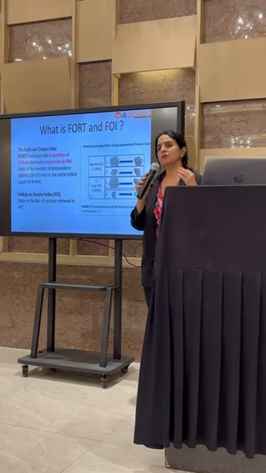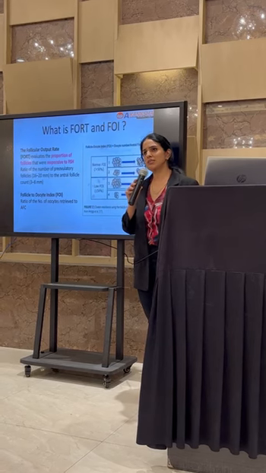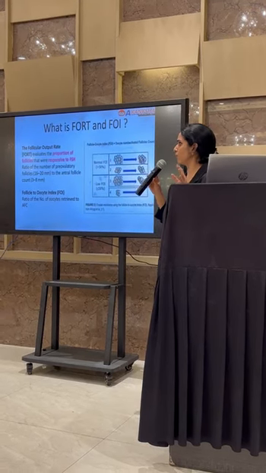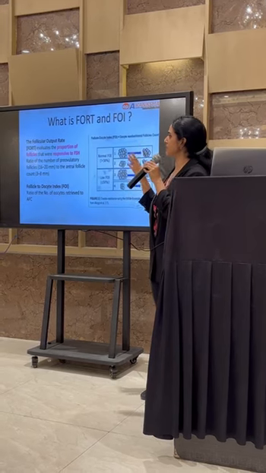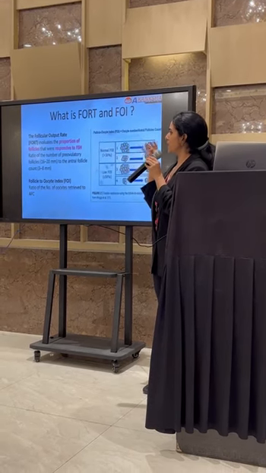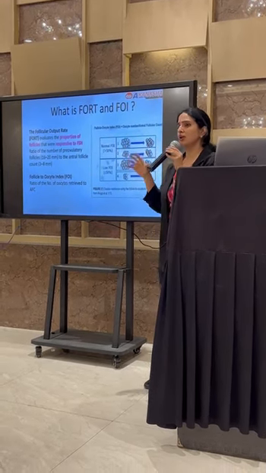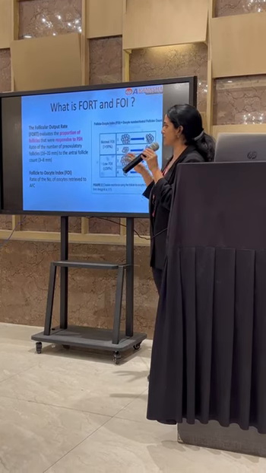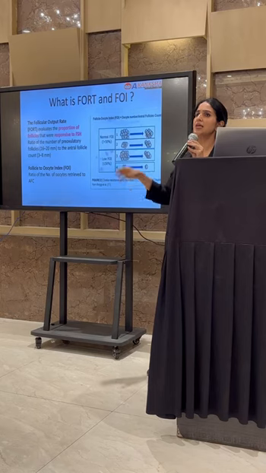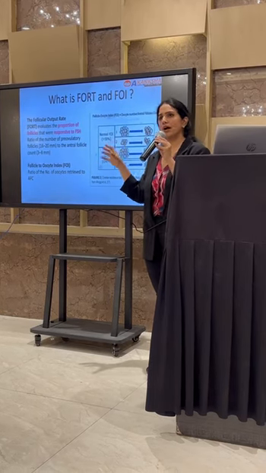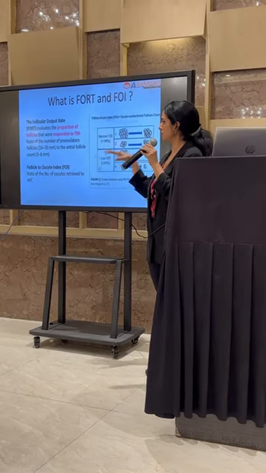Now, coming to the poor responder, there is one concept, FORT and FOI. You must be aware of these terms. Just to brush up, FORT is the follicular output rate, which evaluates the proportion of follicles that are responsive to FSH. Basically, it is the number of pre-ovulatory follicles divided by the antral follicles, that is, the number of follicles we get after we give the injection to the patient divided by the antral follicle count.